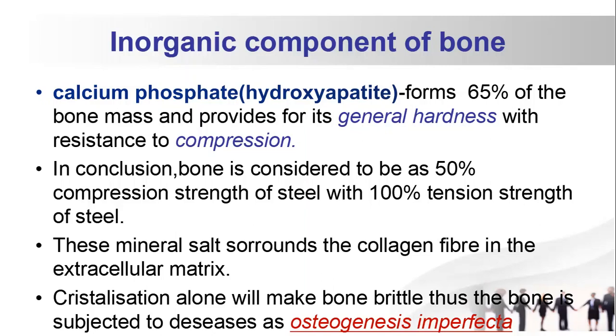Then there is the disease called osteogenesis imperfecta. This is due to defective collagen formation, which leads to bone being soft and brittle. So, that's why we're told crystallization alone will make bone brittle, and thus the bone is subjected to diseases. The one I've just stated is osteogenesis imperfecta.